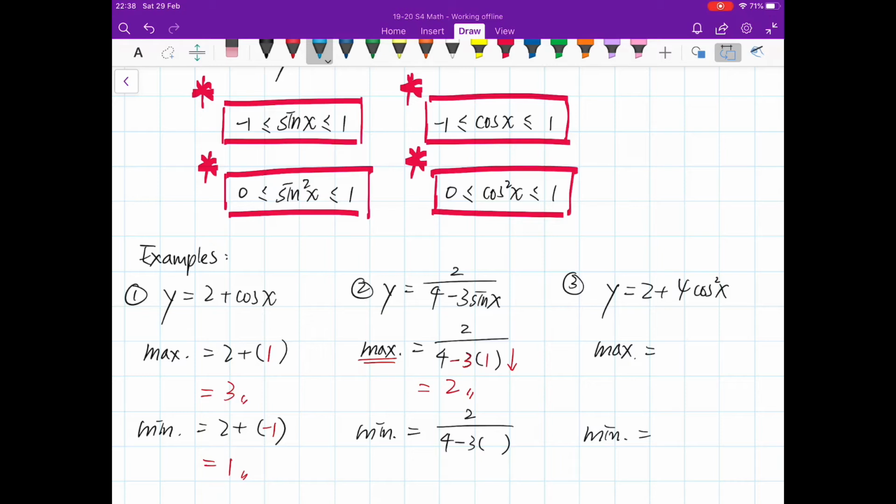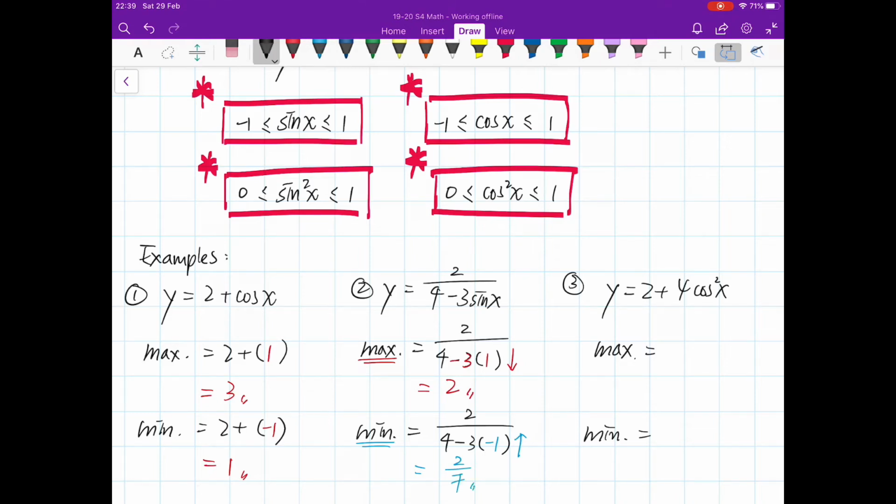Okay? As for minimum point, minimum value of y, we have to make the denominator bigger. Okay, we have to make the denominator bigger. So this time, we will input -1. And therefore, we will get the result of 2/7.